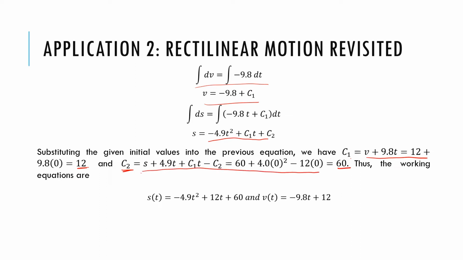So, yung working equations natin na gagamitin natin sa buong, sa lahat ng tanong is yung sa distance at any time t is negative 4.9 t squared plus 12t plus 60, and for the velocity we will have negative 9.8 t plus 12.